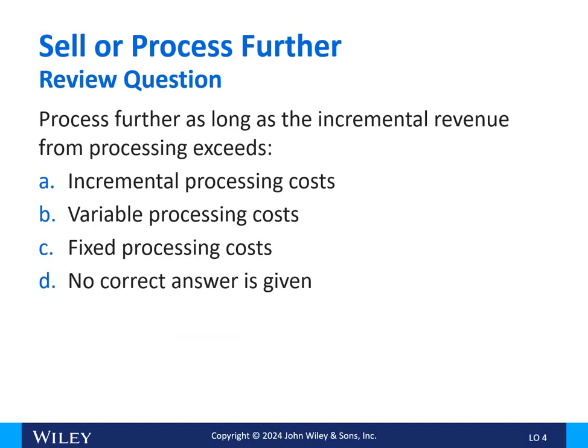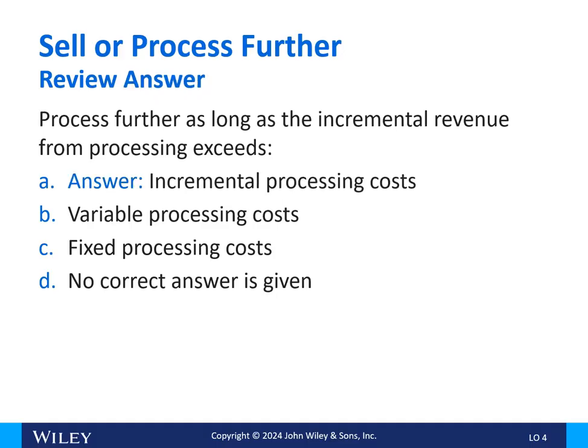Now, a review question. Process further as long as the incremental revenue from processing exceeds A, incremental processing cost, B, variable processing cost, C, fixed processing costs, or is it D, that no correct answer is given? The answer is incremental. As long as the incremental revenue exceeds their incremental processing cost, we should process further.